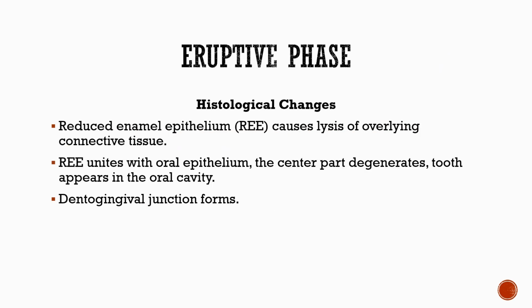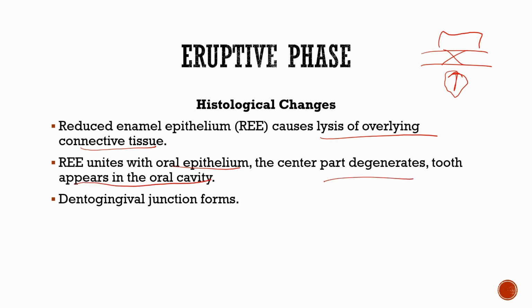Reduced enamel epithelium causes lysis of the overlying connective tissue, which is above the permanent tooth. Okay, it means this is the tooth and this is the connective tissue and this is the deciduous. So it removes this connective part. Then it unites with oral epithelium as you have seen before. Center part degenerates, tooth appears in the oral cavity, dentogingival junction forms.